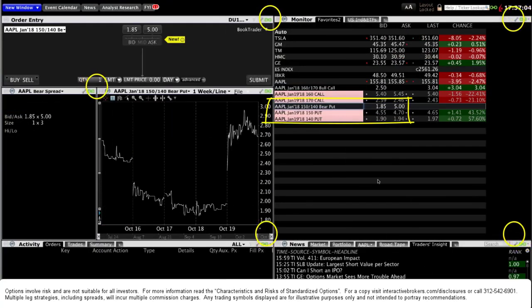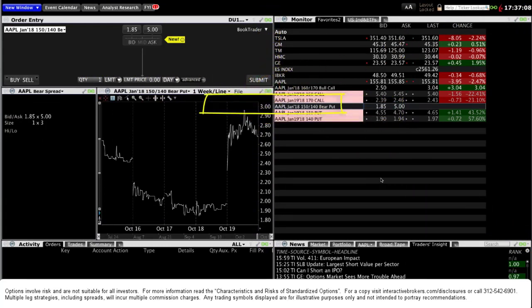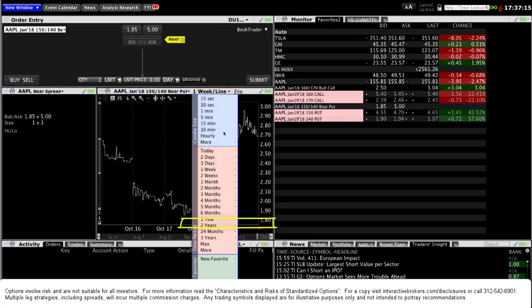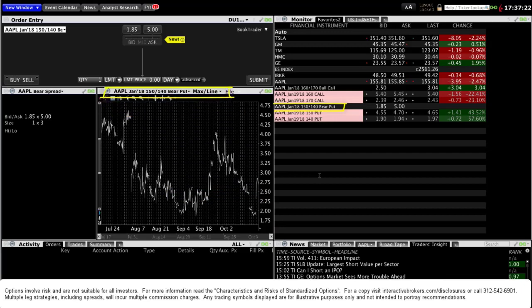Because Mosaic is color-linked, clicking on either spread will enable us to populate the chart. For best viewing of a combination spread, select Max Line from the time period selection in the chart toolbar. This displays the dynamic price of the spread, which you can relate to the price of the underlying ticker over time.